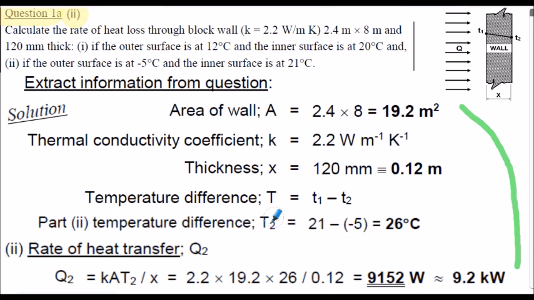Just be careful when calculating the temperature difference, labelled T2 here. The inner surface is at 21 degrees C, but the outer surface is actually at negative 5 degrees C. So in our calculation we have 21 minus the negative 5. So that becomes 21 plus 5. So the change in temperature is 26 degrees C. Just be careful with your calculation for the temperature difference. For part 2 of question 1a, the heat transfer Q2 is 9,152 watts or 9.2 kilowatts to 1 decimal place.